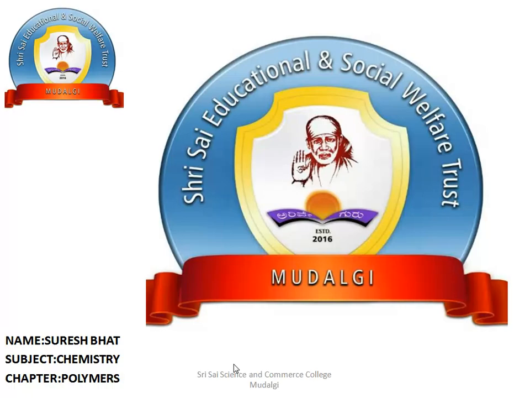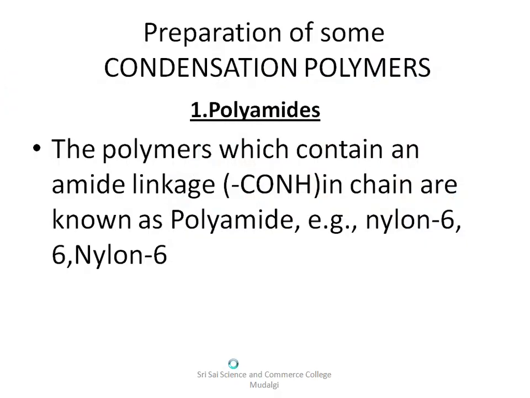Now, the second type of polymers, whose preparation we are going to discuss, is condensation polymers. In today's class, we'll begin with the preparation of some condensation polymers. We know what condensation polymers are: polymers in which two or more types of monomers react to give the polymer, along with the removal of small molecules like water, alcohol, ammonia, etc. That is with respect to condensation polymers.